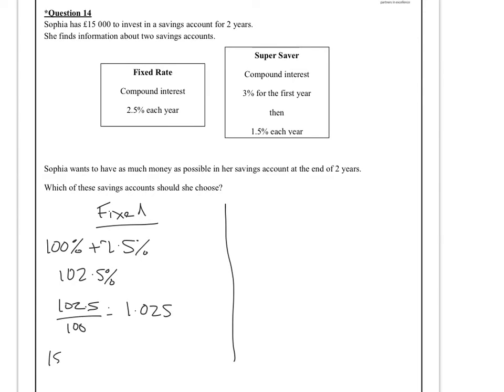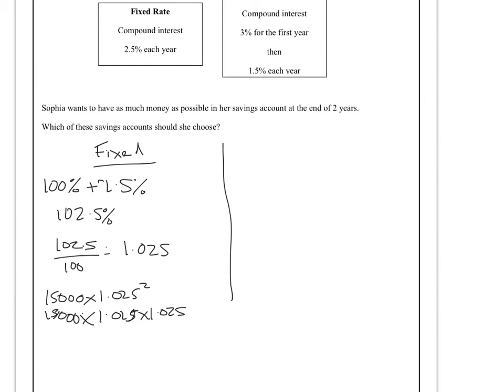So we take our £15,000 and we multiply it by 1.025 twice. So put it to the power of 2, or we could write it as 15,000 times 1.025 times 1.025. Either way, we're going to get the same answer. The answer that we get is £15,759.38. I've rounded that to 2 decimal places because it's money. And now we need to see what figure we'll get from Super Saver.